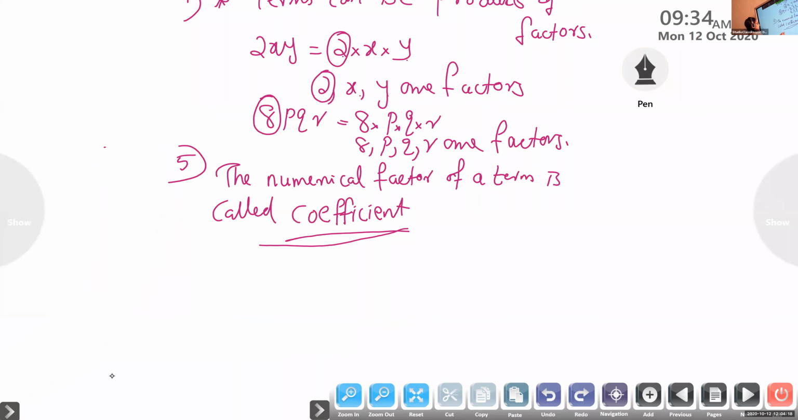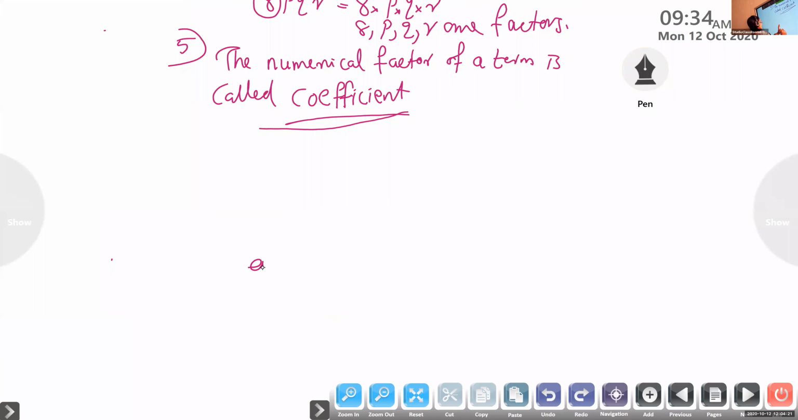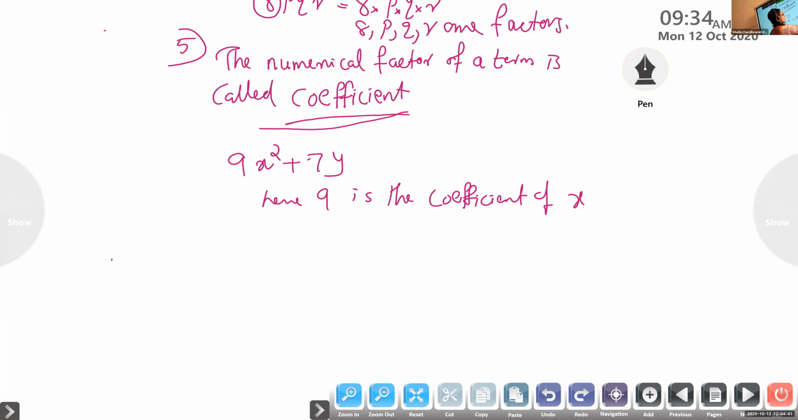So in 9x square plus 7y, here 9 is the coefficient of x square and 7 is the coefficient of y. Example 1. Example 2.